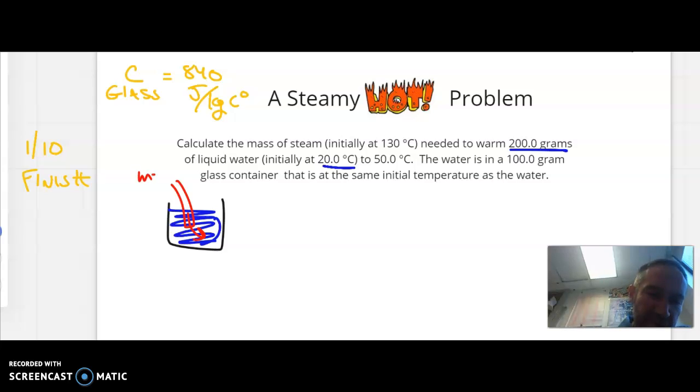And I don't know how much mass you need. If you put in a little bit of steam, it's going to raise the temperature a little. If you put in a ton of steam, it's going to raise the temperature a lot. We want the perfect amount so that it gets to 50 degrees C.